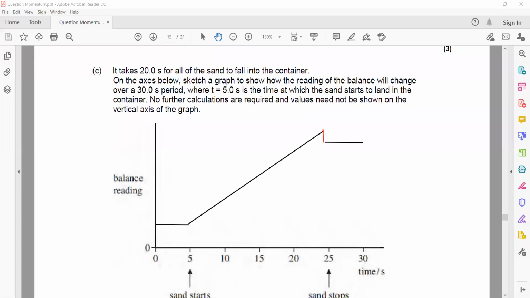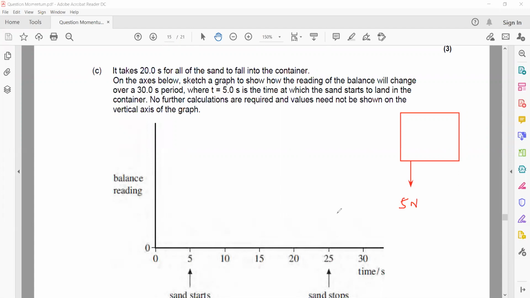So for example, if I say the weight of the container is 5 newtons, that is downward. Or otherwise you will be confused. For example, it was 15 newtons. So 15 newtons, it will be constant. Now we are adding sand.